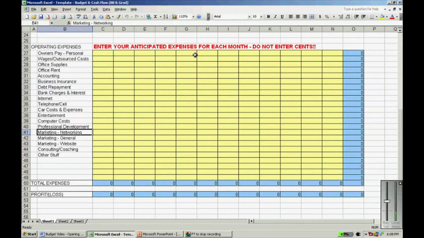Marketing for networking. These are the costs for you to go networking. Include the annual fees and appropriate breakfast lunch costs. Don't be surprised when the answer is larger than you thought it might be.